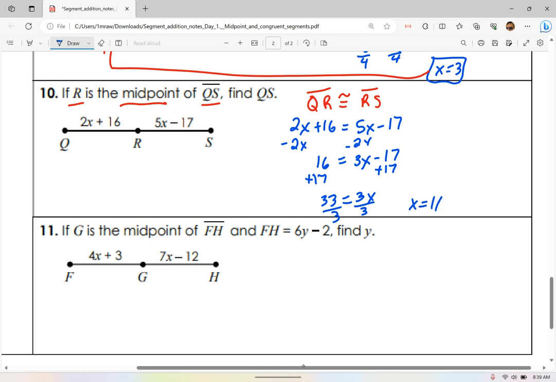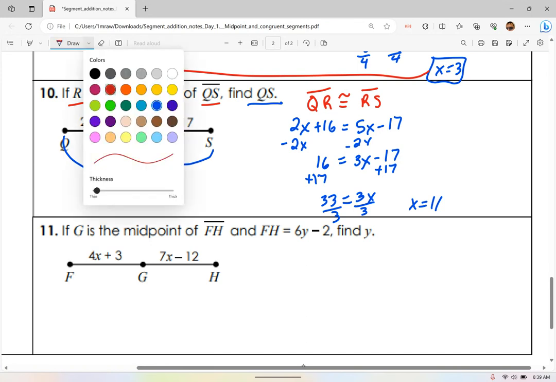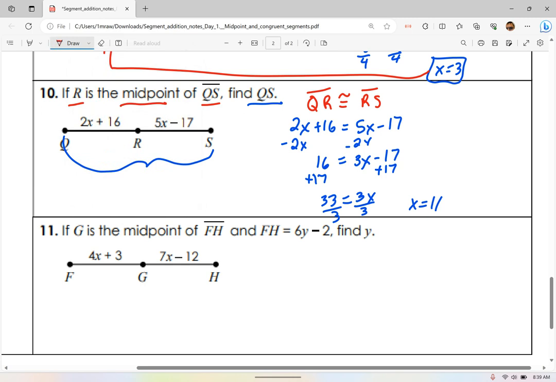Okay, we're almost done now. It says find QS. So QS is the whole thing. So here's the trick on this one. Because it says midpoint, and this is pretty awesome, you can plug it into either one, right? So watch this. I'm going to plug this into QR, and I'm going to do this on purpose because it's addition. And addition to me is always easier than subtraction, right?